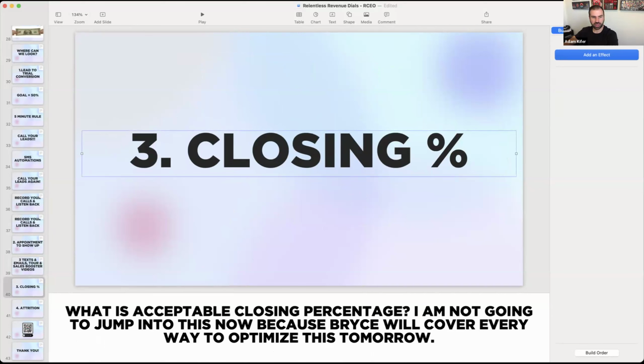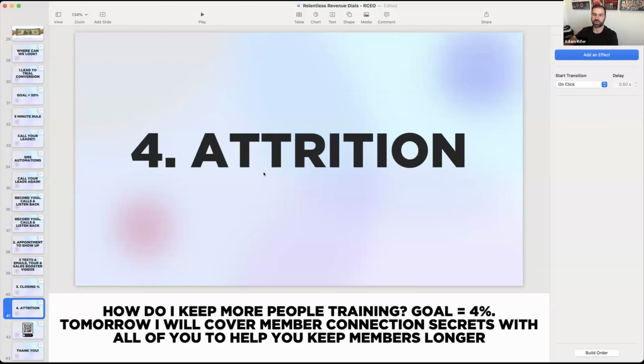Attrition. What is amazing attrition? 4% is amazing. Attrition is the percentage of students that quit every single month. The industry average is like 8 to 10%.